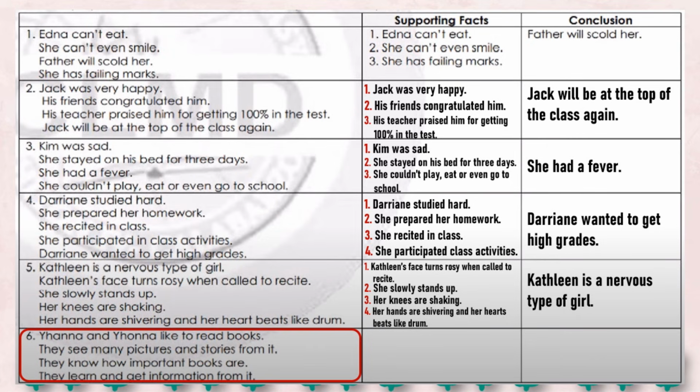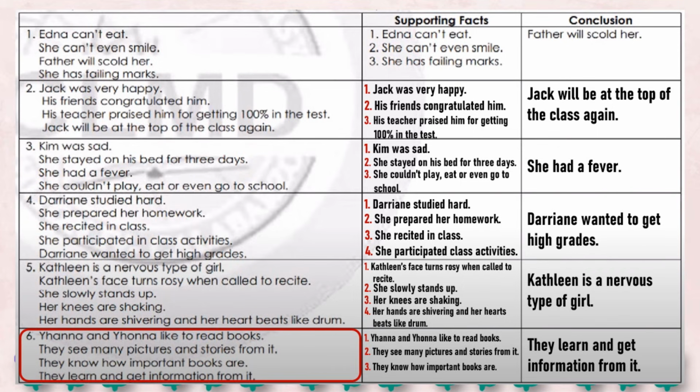Supporting facts are, Yana and Yona like to read books. They see many pictures and stories from it. They know how important books are. And the conclusion is, they learn and get information from it.